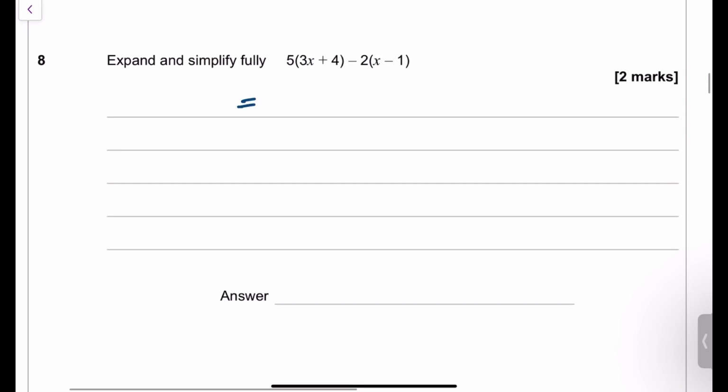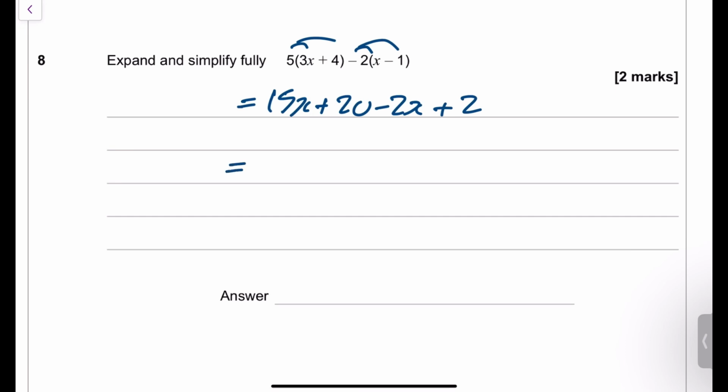Next one, expand and simplify. Expand this thing, I'll just do a wee equal sign. So I'm doing 5 times the 3x is 15x, 5 times the 4 is 20, then minus 2 times x is minus 2x, minus 2 times minus 1 is plus 2. Tidy it up, 15x minus, let's just highlight this so you can see what I'm talking about. These are my 2 like terms, my x terms, and then these are my other 2 like terms. So 15 minus 2x is just 13x, 20 plus 2 is 22.